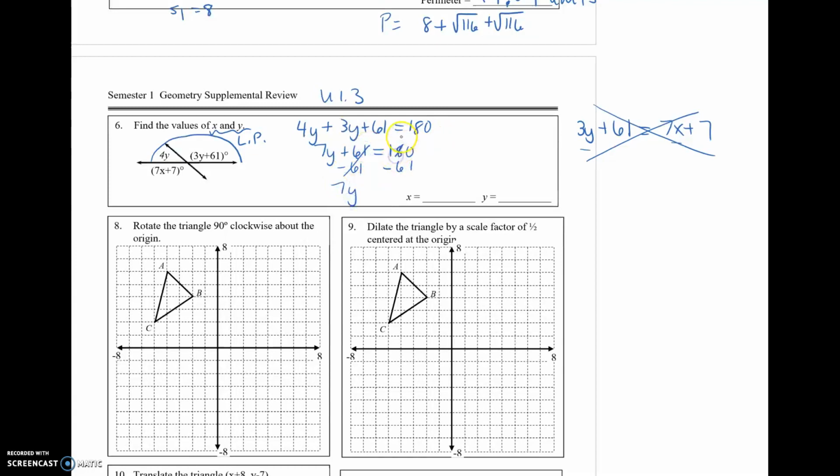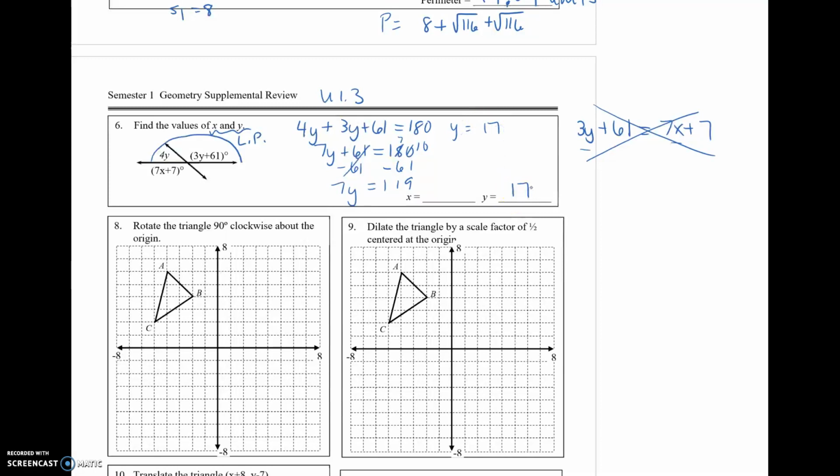So I'm going to borrow from my 8, make that a 10, that's a 9, that's a 1, that's a 1. And then I get 119 is equal to 7y. I'm going to go to my calculator, 119 divided by 7. I get that y equals 17.